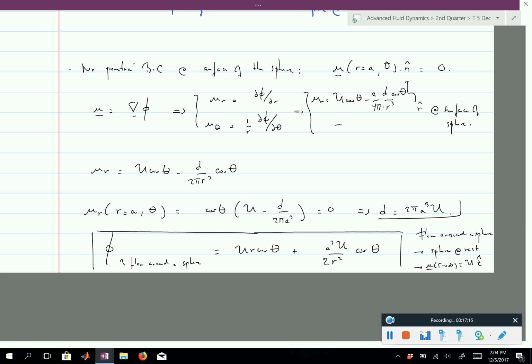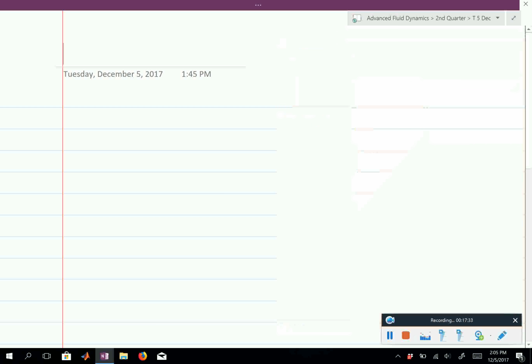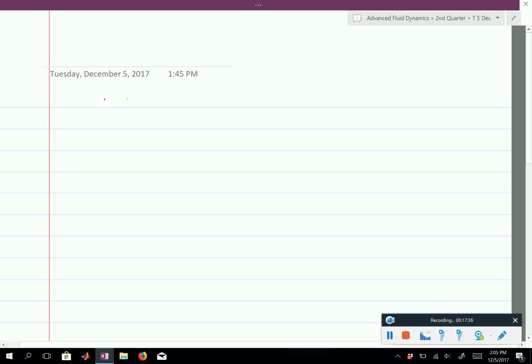How else could you have imposed the boundary condition, the no penetration boundary condition? It's the same as for 2D planar flows with the stream function. Right? You have all the expressions for the stream function, so let me do that real quick. Let's do a simple check that the sphere is a streamline. Right? You could have directly checked that with the stream function.